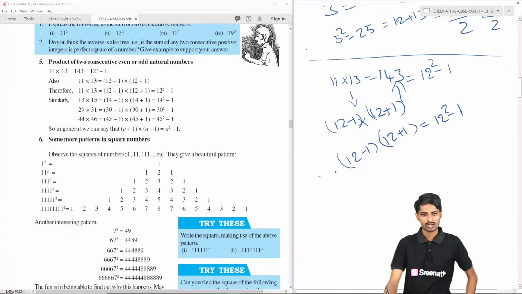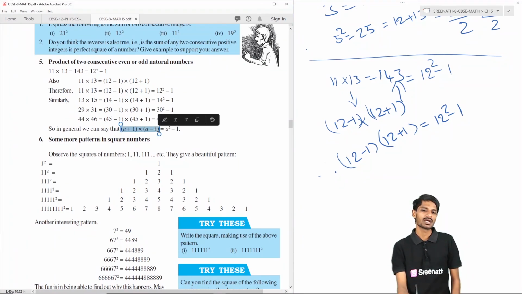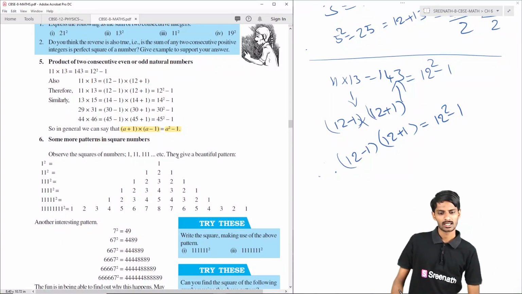Okay students, like that you can write 11 into 13 or 13 into 15 or 29 into 31, like these things, students. So in general, (a plus 1) into (a minus 1) is equal to a square minus 1, and (a plus b) into (a minus b) is equal to a square minus b square, like this, students. Okay, that is the case.